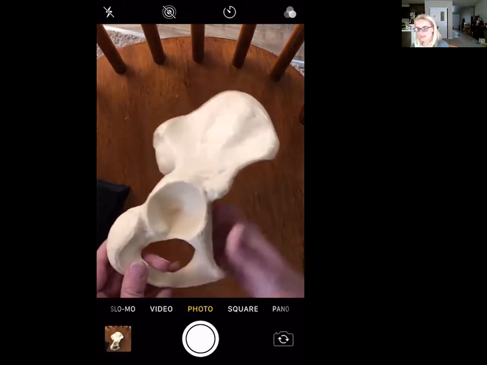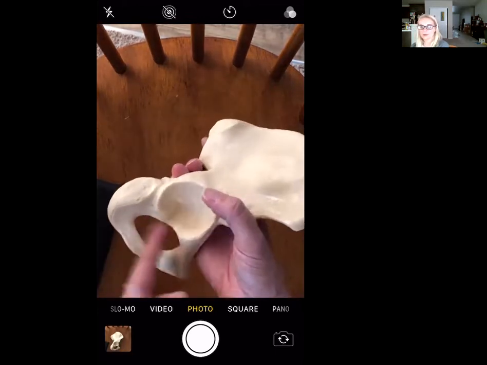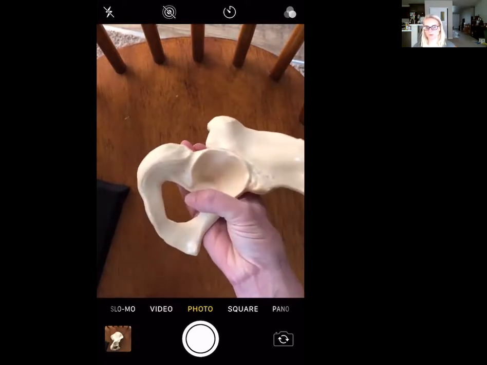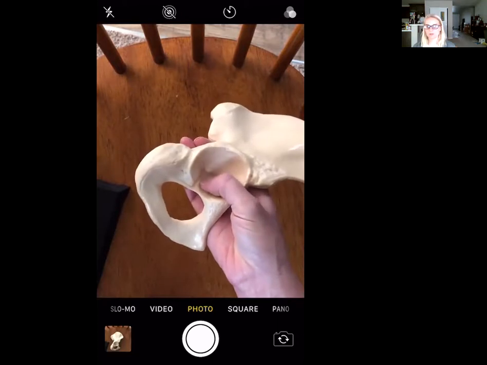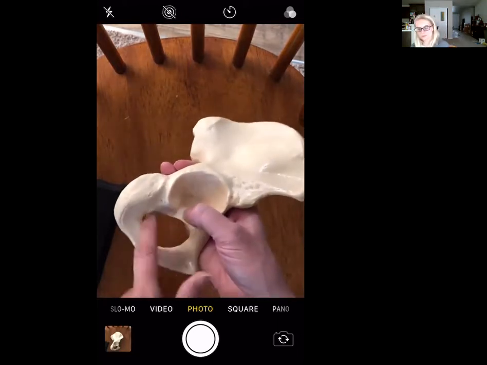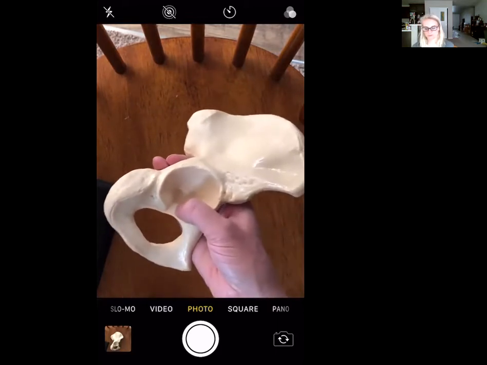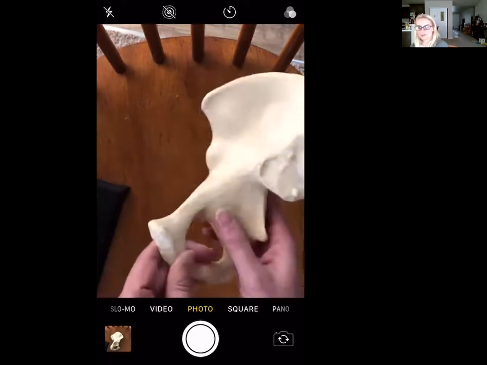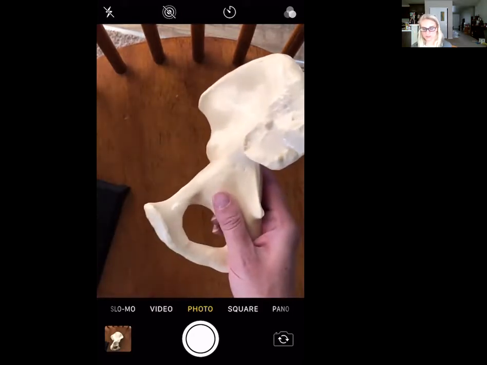Okay. And then lastly, the big hole right here, we're associating that with the ischium, even though it does kind of connect to all three parts. But this is called the obturator foramen. Big hole means foramen, right? So obturator. Okay. And then the last part of your os coxa is the pubis.